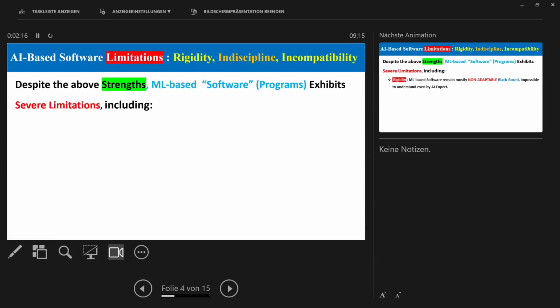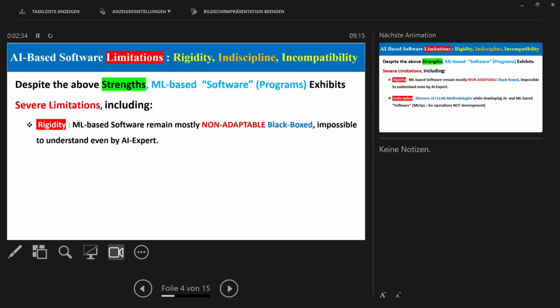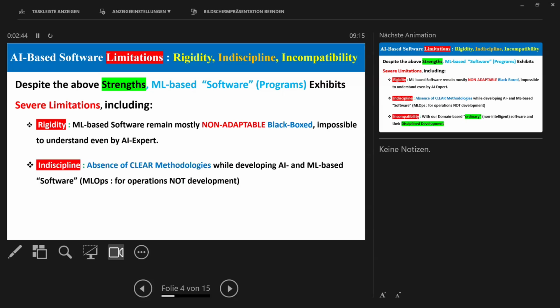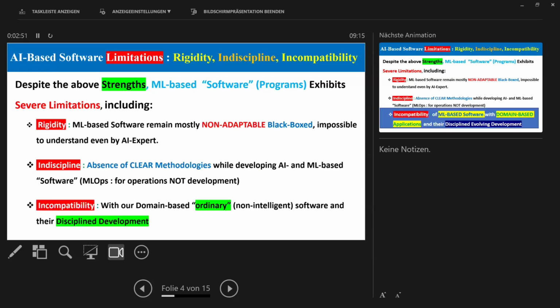But on the other side, there are severe limitations of ML-based software. Programs, it's not really software because they are algorithmic based. So there is rigidity. By essence, they are non-adaptive and black boxed. They are not based on a clear methodology as we know it from software engineering.